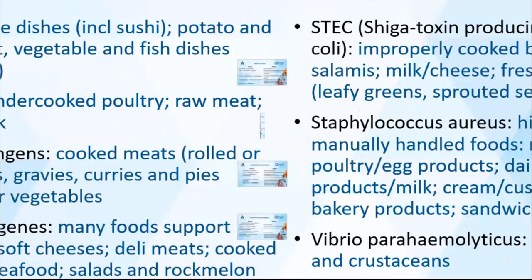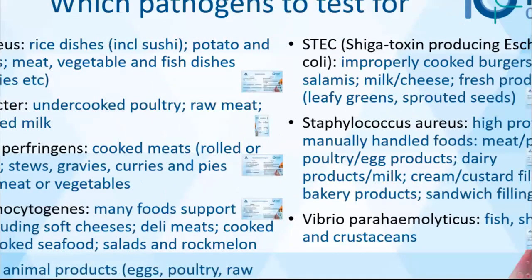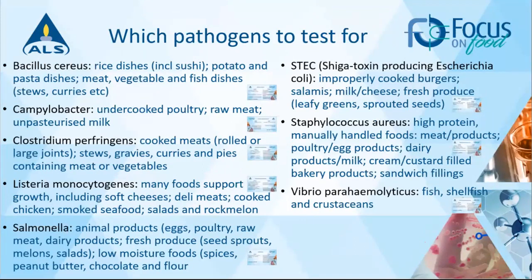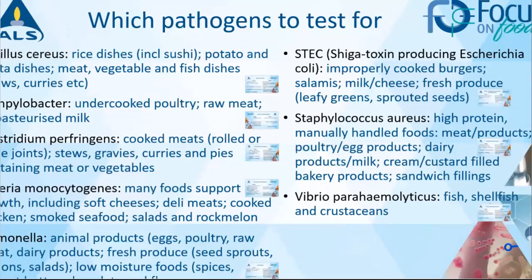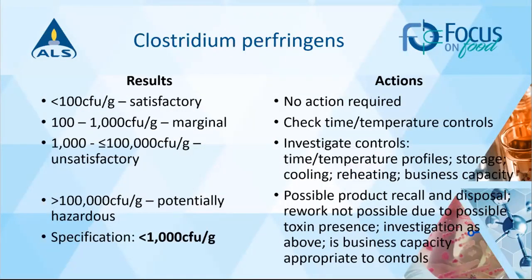So Clostridium perfringens, this is a risk in cooked meats, such as rolled or large joints, in stews, gravies, curries, pies, containing either meat or vegetables or both. Specifications should be set for Clostridium perfringens at less than 1,000 CFUs per gram. So any results higher than this should lead to an investigation or a root cause analysis.